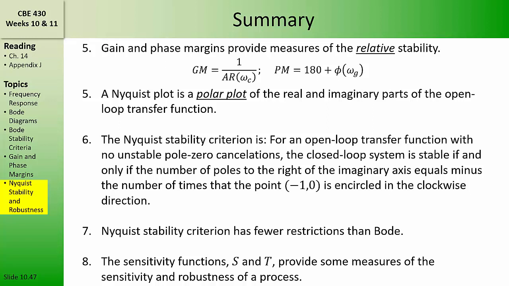The Nyquist stability criterion states that for an open loop transfer function with no unstable pole-zero cancellations, the closed loop system is stable if and only if the number of poles to the right of the imaginary axis equals minus the number of times that the point -1, 0 is encircled in the clockwise direction in the Nyquist diagram. The Nyquist stability criterion has fewer restrictions than the Bode stability criterion. We also defined the sensitivity function and complementary sensitivity function, S and T, which provide us with measures of the sensitivity and the robustness of a process.